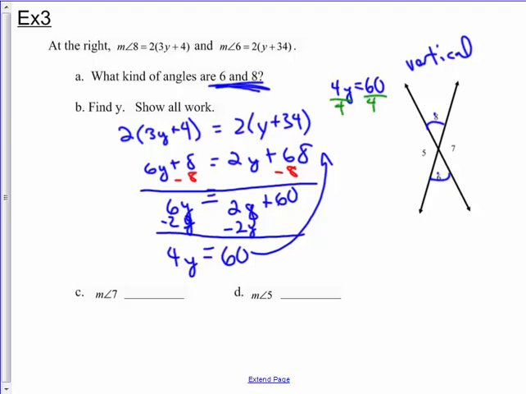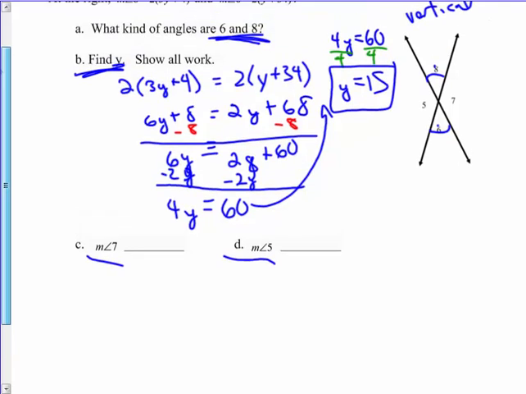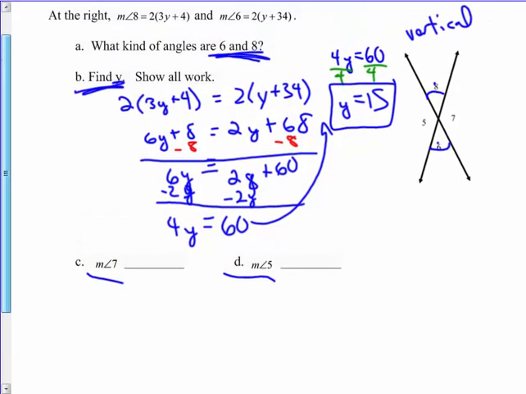So great, I found y. What does it ask me to find here? All right, yep, that's y. In C, it asked me to find angle 7 and angle 5. So C and D, they ask us to find those two. Well, in order to do that, I'm going to actually have to find what the actual measure is of angle 6 or 8, either one. In this case, I'll choose that angle there. So angle 6 is 2 times y plus 34. We know y is 15.